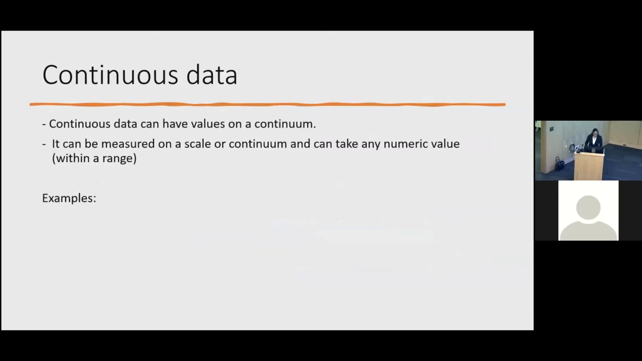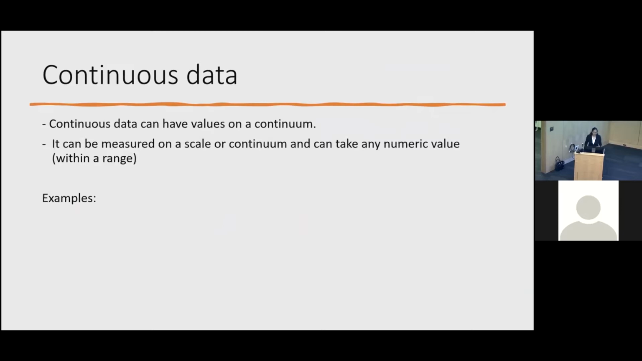All right, so what is continuous data? Basically, continuous data can have values on a continuum. It can be measured on a scale and can take any value within a certain range. Continuous variables can take on any numeric value, and can be meaningfully divided into smaller increments, including fractional as well as decimal values. There are an infinite number of possible values between any two measures.